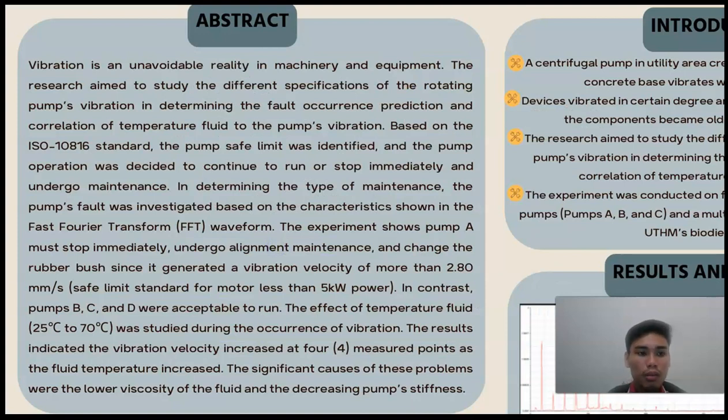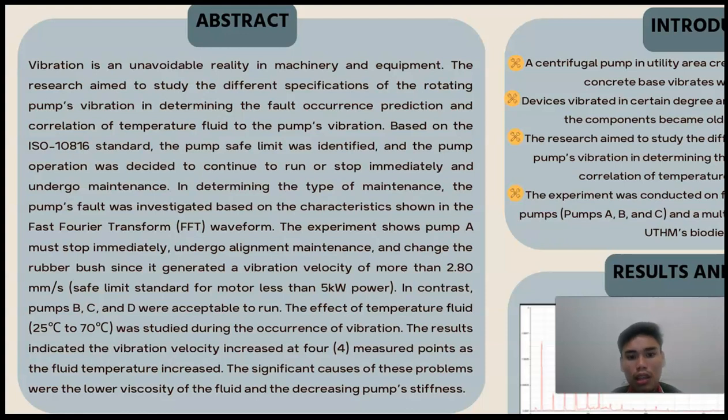For the abstract part, vibration is an unavoidable reality in machinery and equipment. The research aimed to study the different specification of rotating pumps, vibration in determining the fault occurrence prediction and correlation of temperature fluid to the pump's vibration. Based on ISO 10816 standard, the pump safe limit was identified and the pump operation was decided to continue to run or stop immediately and undergo maintenance.